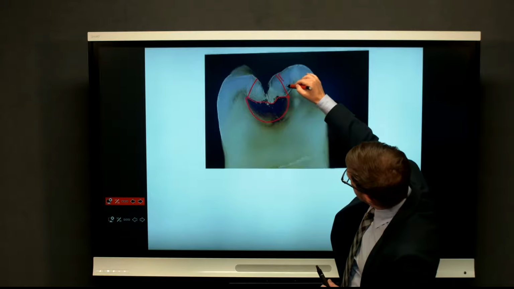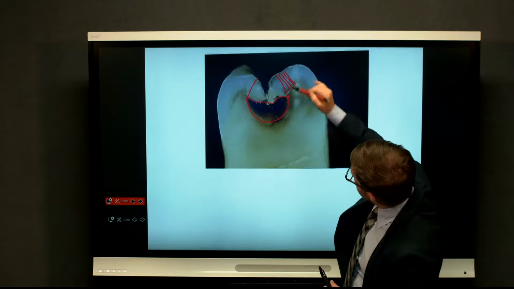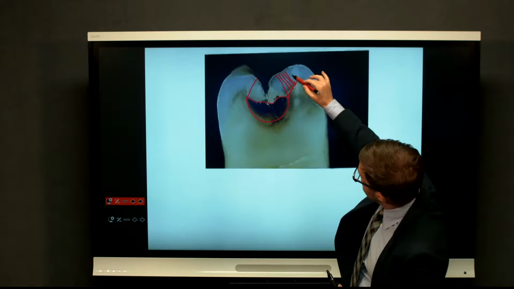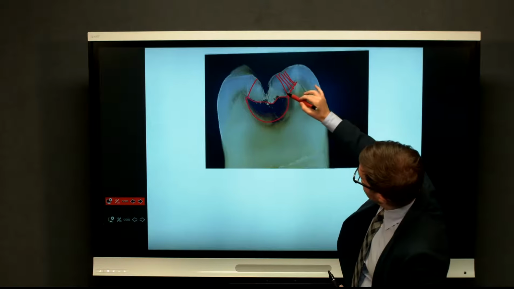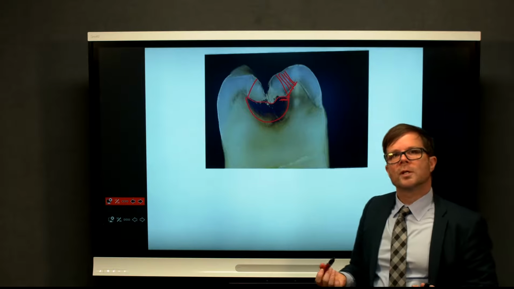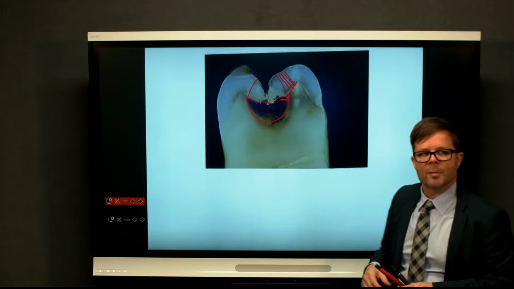So remember, the enamel prisms are sitting almost perpendicular to the dentinal surface, so this is all supported enamel. This unsupported enamel, which is sitting on necrotic dentine, it's unsupported, it'll collapse, needs to be removed.